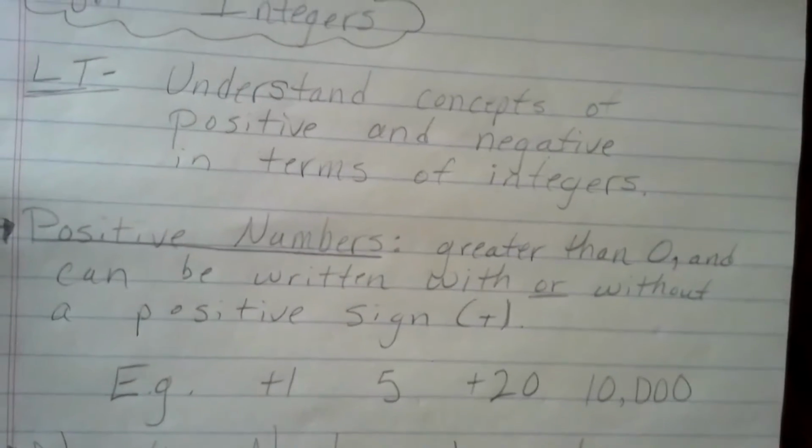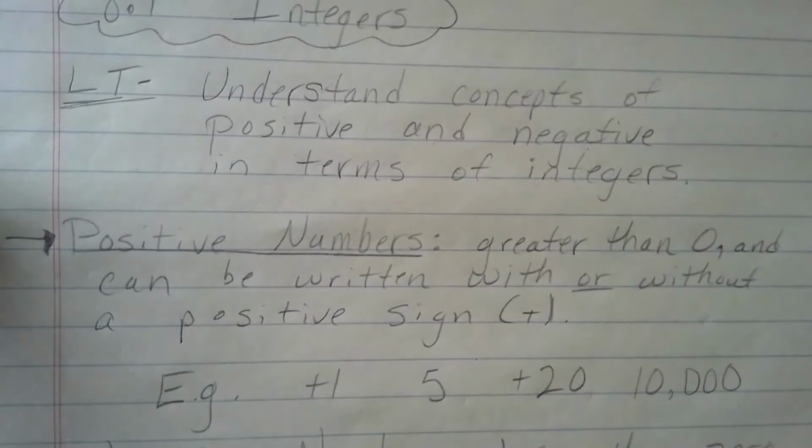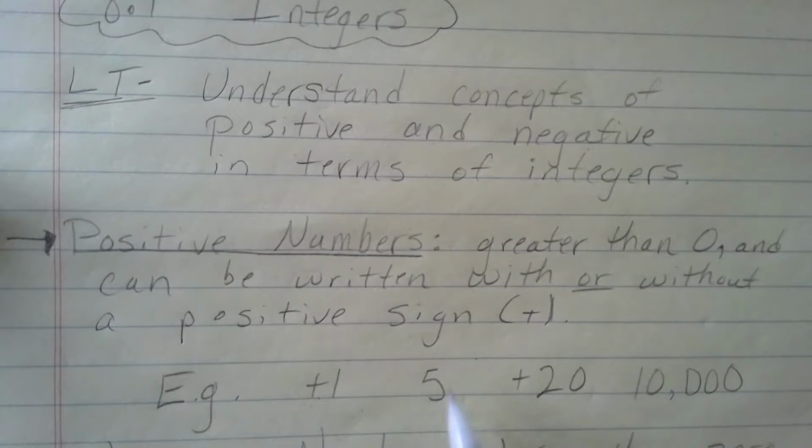Okay, so positive numbers to start with is any number greater than 0. So it's not 0, but anything greater than 0. As soon as it's 0.01, we're talking about a positive number. And they can be written with or without a positive sign. Some examples would be positive 1, notice the positive is written there. 5, that's still positive even though the positive sign is not there. Positive 20, 10,000.